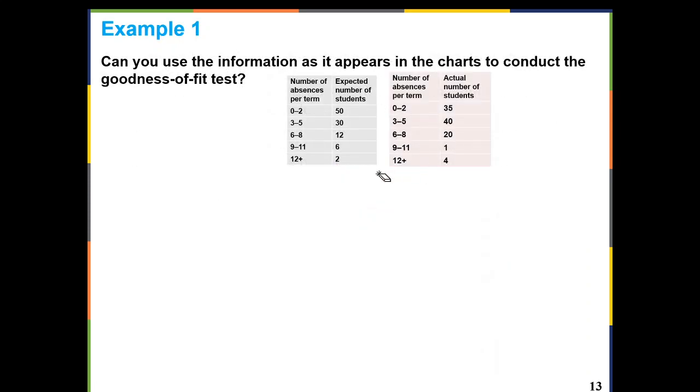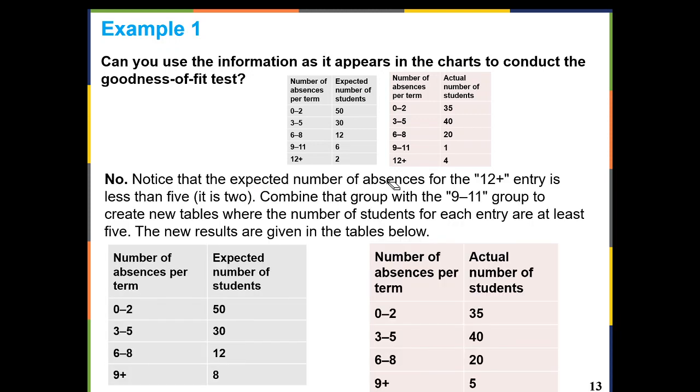So that's the first thing we want to do. So here you go. Now we add these two, so now we got 8. And we add these two, we got 5. Okay, now, can you use the information as it appears in the charts to conduct a goodness of fit test? No, because of that problem, but we fixed it. Can we do a goodness of fit test now?